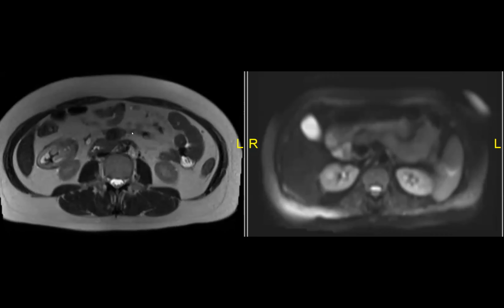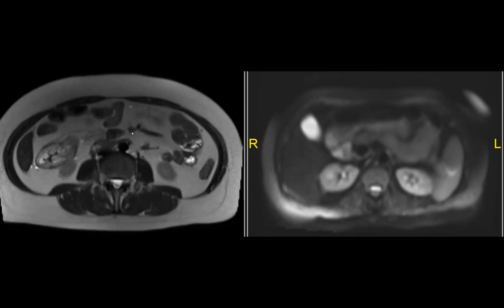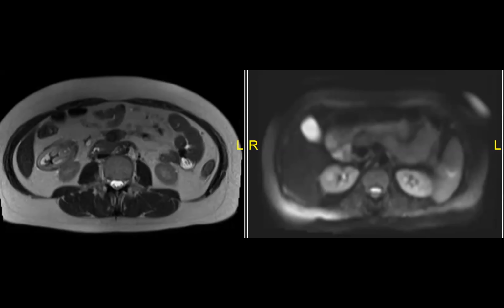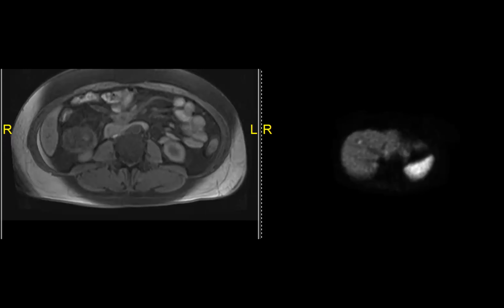So whoever read this case, again, this is an outside report, saw the mass, and the way they put it together was: central mesenteric mass consistent with sclerosing mesenteritis, and then liver lesions consistent with hemangiomas. So, right, that's a little bit of an issue with not integrating the case together.